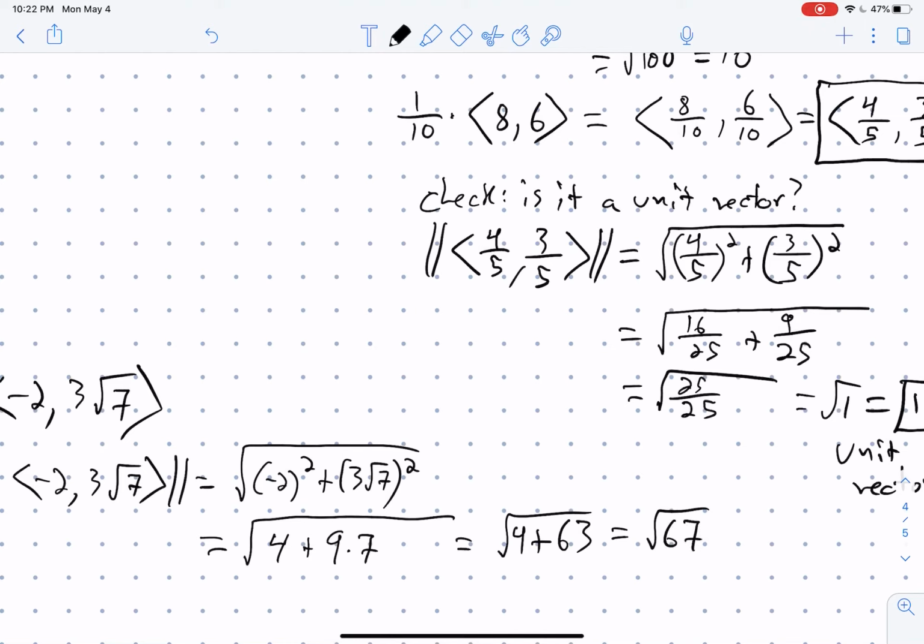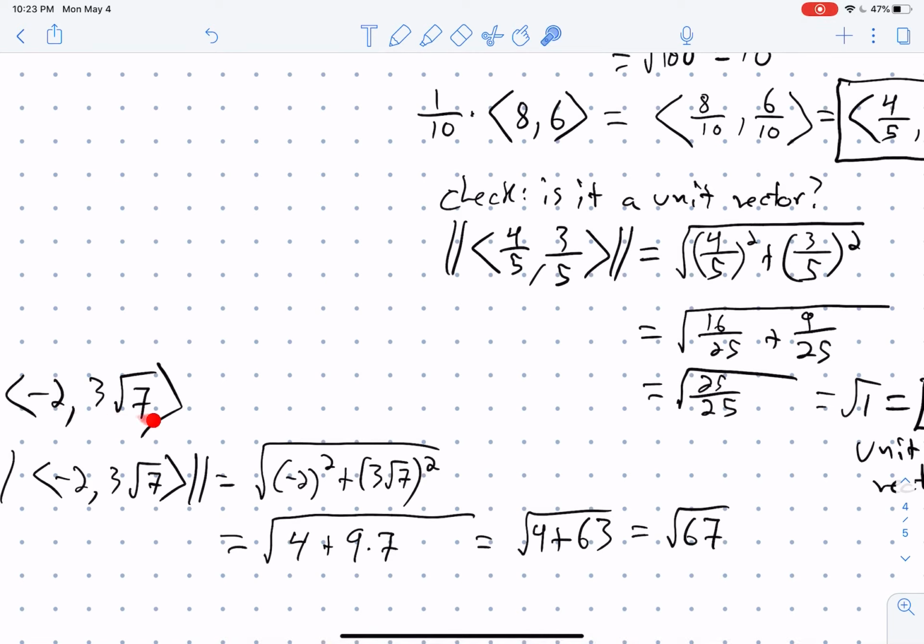Now, 67 is not a perfect square. We can't take the square root of it, and it doesn't break up into anything nice. Is 67 prime? Not sure, but I know that I can't simplify it in any nice way. So this is the length of the original vector here, -2, 3 radical 7. And what we would like to do is, this is too long. Radical 67 is less than 10, bigger than 5, 6, 7, 8. It's 8 point something. So we want to scale this vector so that it has length 1, and the length is currently this. What do we do?